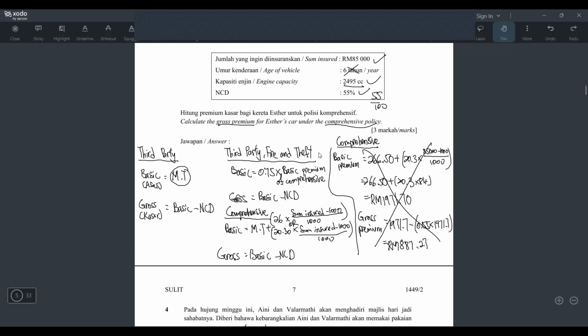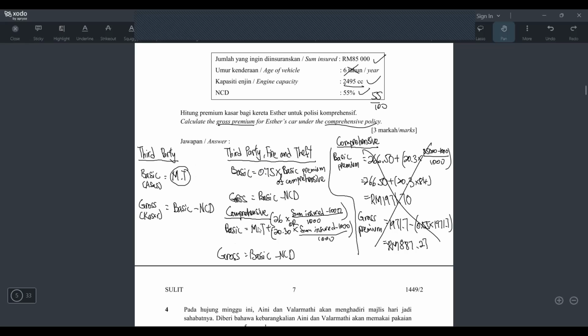And then for third party fire and theft, how to calculate the basic? You have to take 75%, 0.75 times the basic premium of comprehensive. And then to get gross premium, basic minus NCD. But how do we find the basic premium of comprehensive? I read it here already.